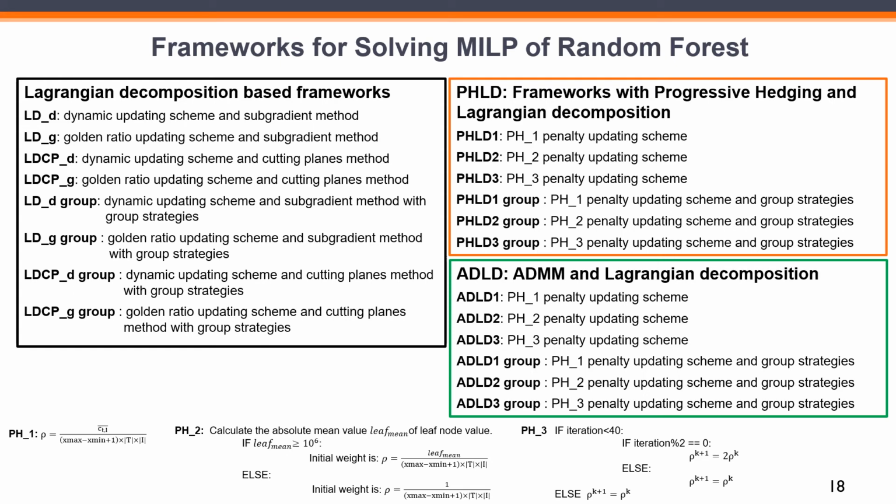We have two different multiplier updating schemes, the subgradient method and the cutting plane method, and we also apply the dynamic and golden ratio, two different updating schemes, to update the scale. The group strategies are also applied to address and reduce the impact of each individual tree error, and as a result, we finally have a total of 20 different frameworks.